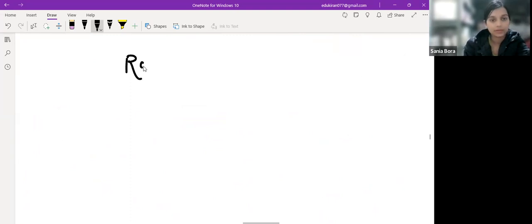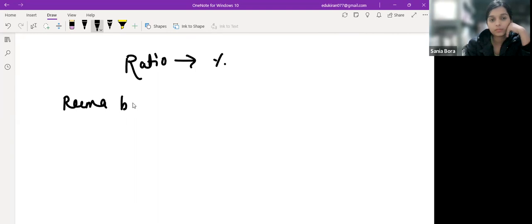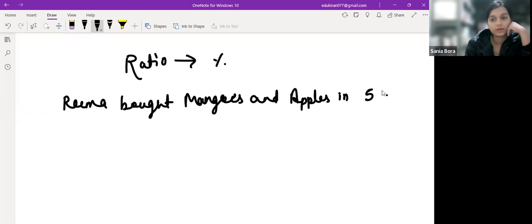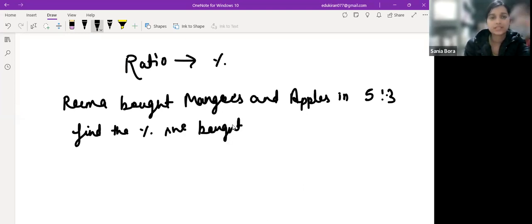One more example I'm giving you. The topic is ratio to percentage. For example, Rima bought mangoes and apples in the ratio 5:3. You have to find the percentage of fruits she bought.